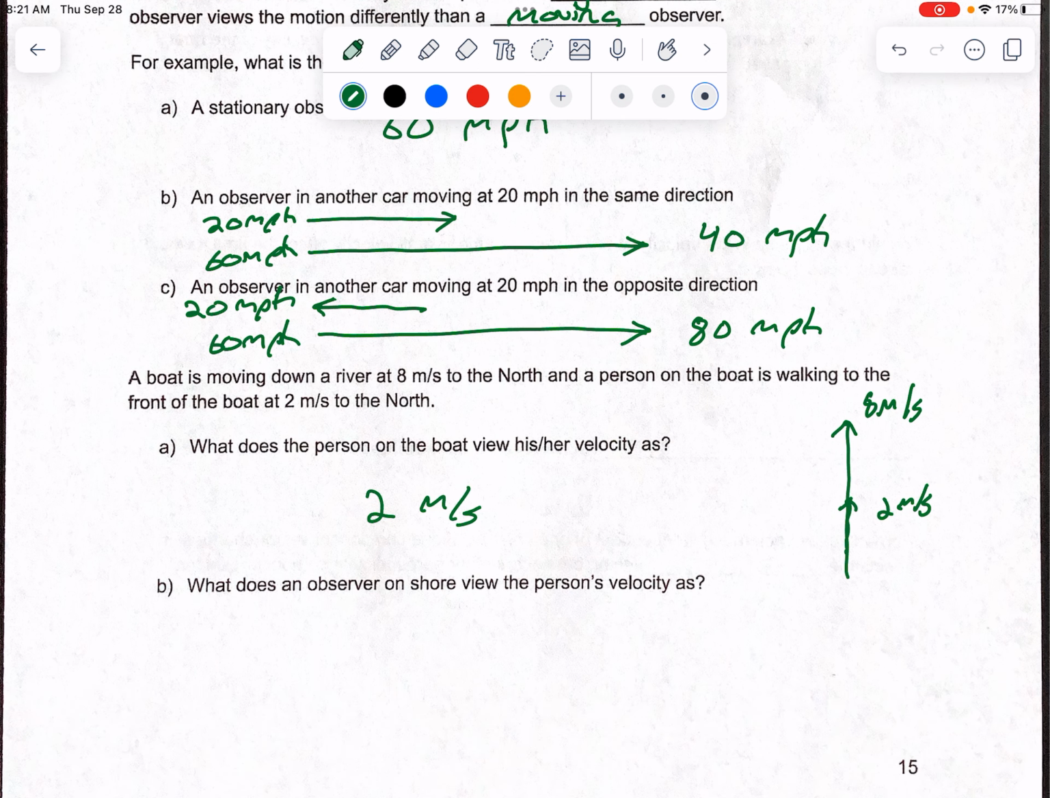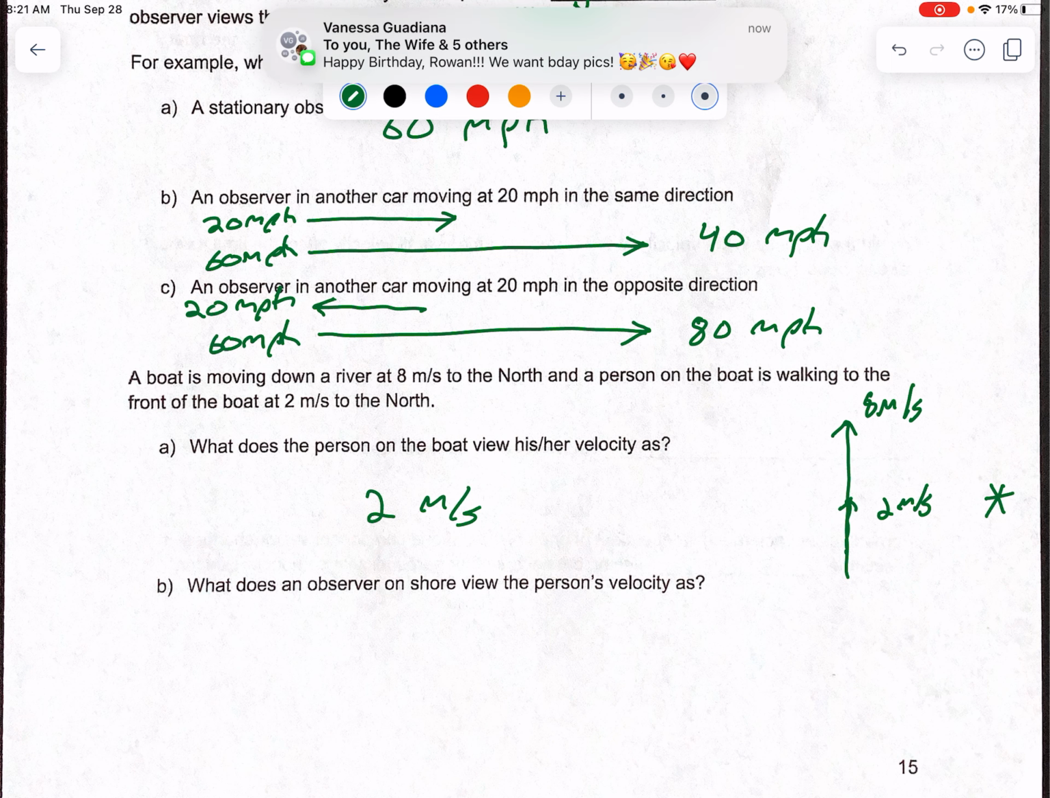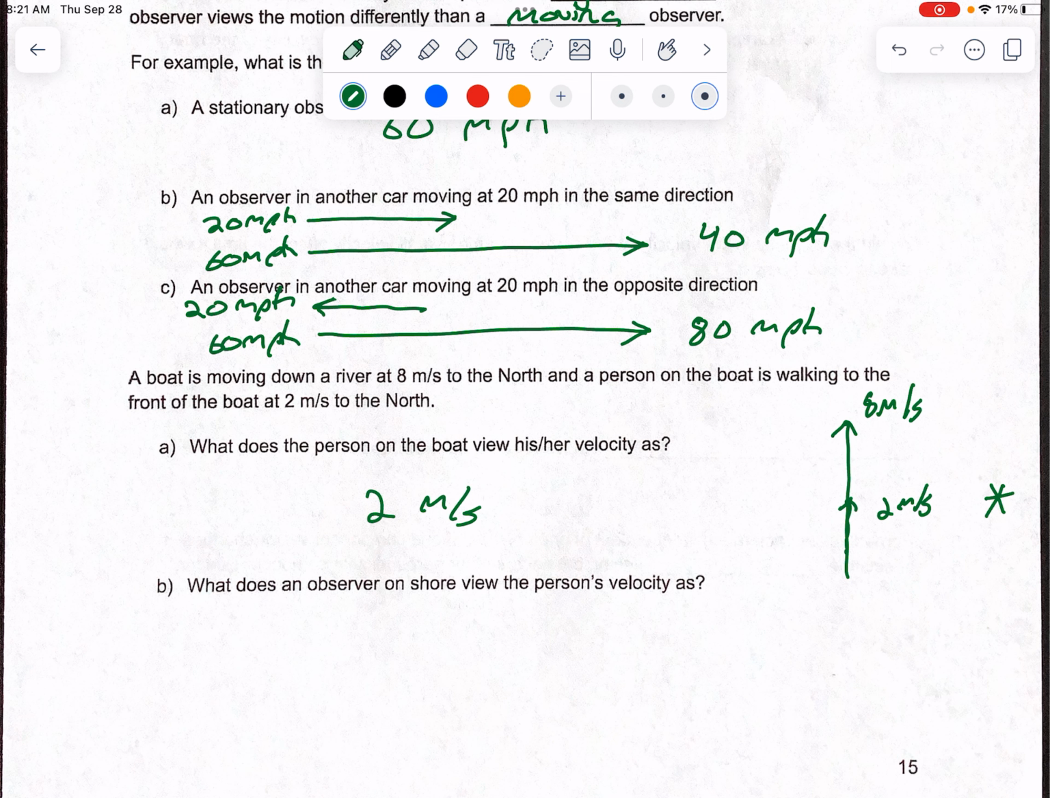Now, if you take an observer and put them off to the side on the shore, and they see someone walking towards the front of the boat while the boat's going 8 meters per second to the north, now you'd combine those. The way I think about this is those moving walkways at the airport. You see a person walking normally, and all of a sudden they step on one of those, and it looks like they're walking even faster because you combined their velocities. So the person on the bank is going to see the person's velocity as 10 meters per second.